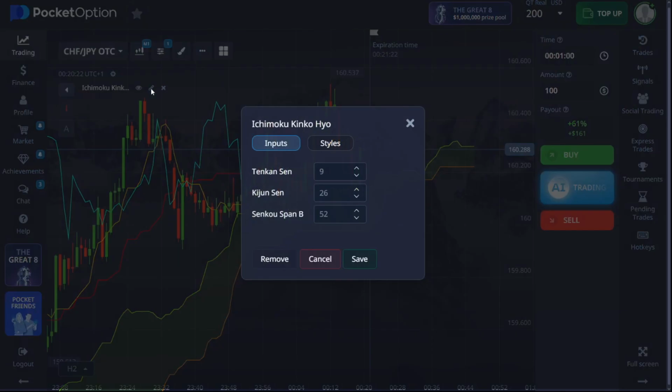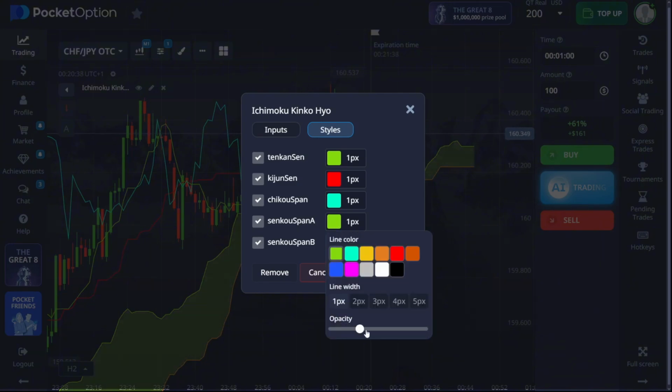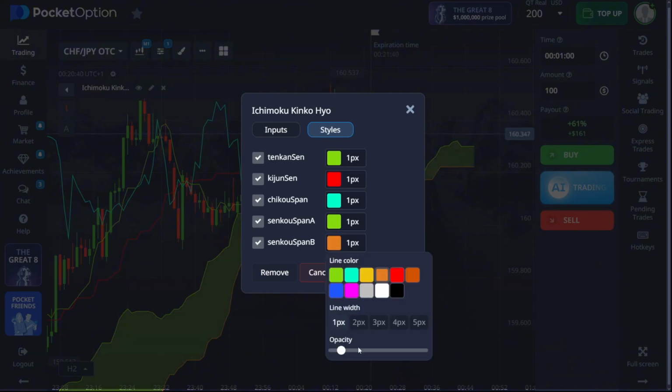Click the pencil icon next to the indicator's name, then go to Style. Change the color of the Tenkan line from yellow to green and increase the opacity of Senkou Span A and Senkou Span B. Even if it doesn't make sense yet, just follow along. I'll explain everything shortly.